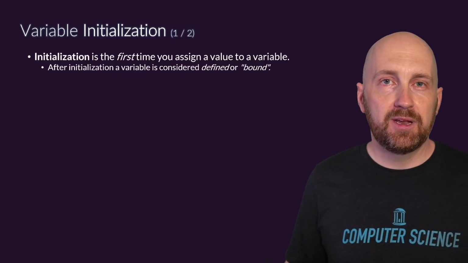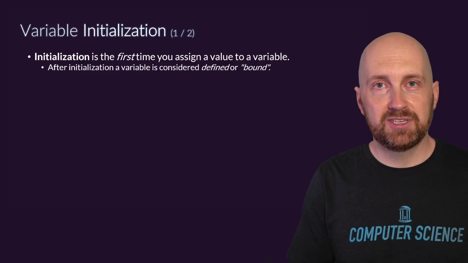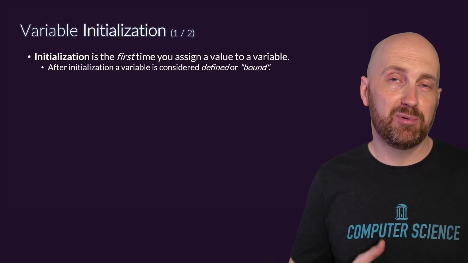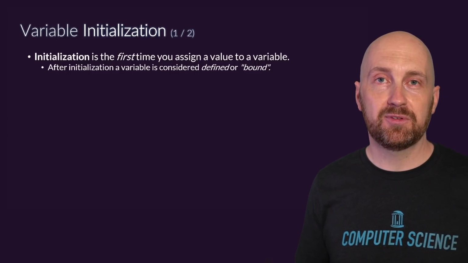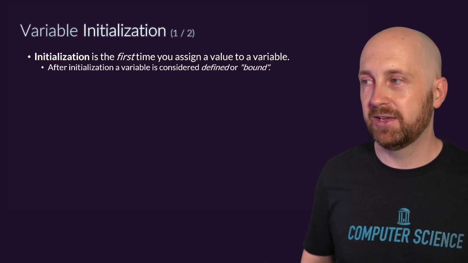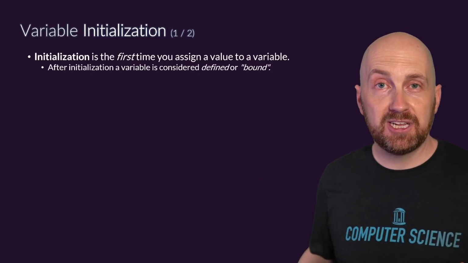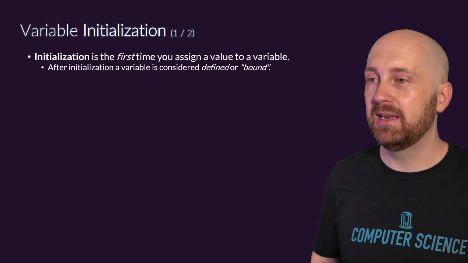I want to spend a little bit of time to talk about initialization because it is important terminology to understand, and it's fundamentally important to being able to safely write programs. You always want to initialize your variables. You never, never, never want to fail to initialize a variable because it will likely lead to an error later in your program. Once you've initialized a variable, we call that a bound variable. It's now bound to some value that has meaning that you can use later.